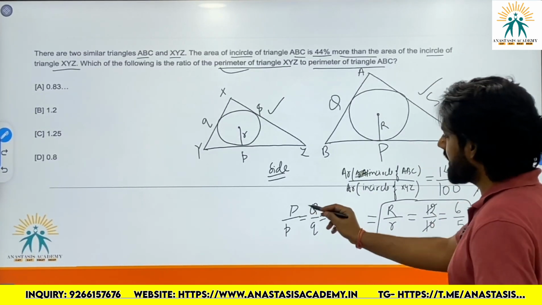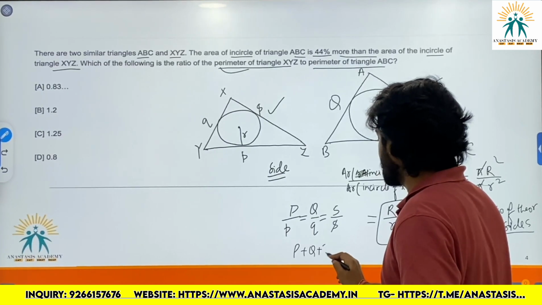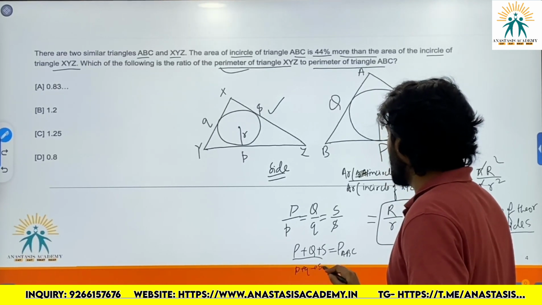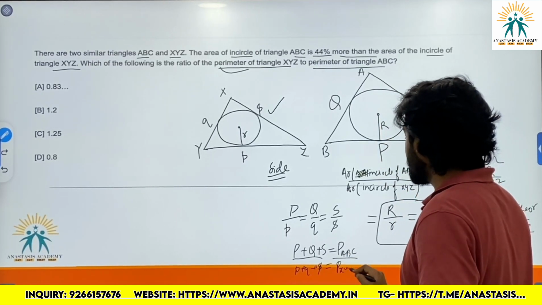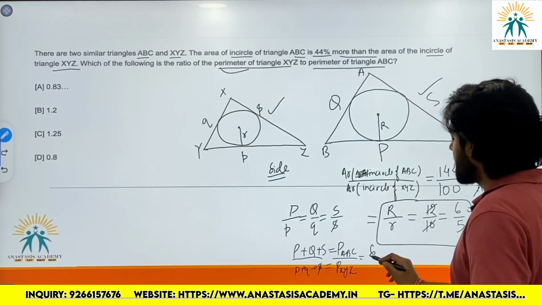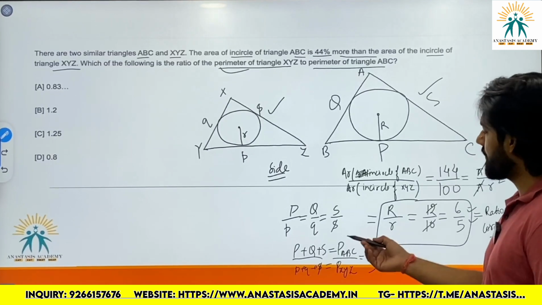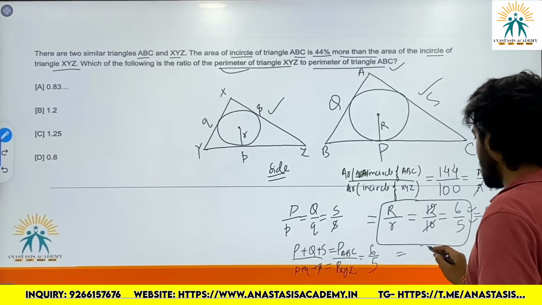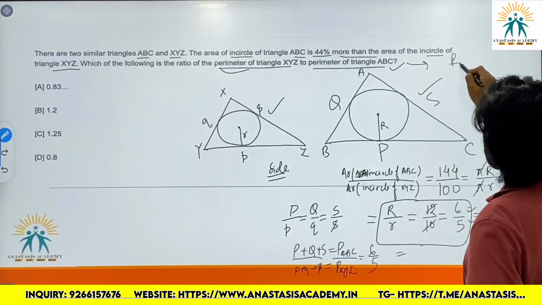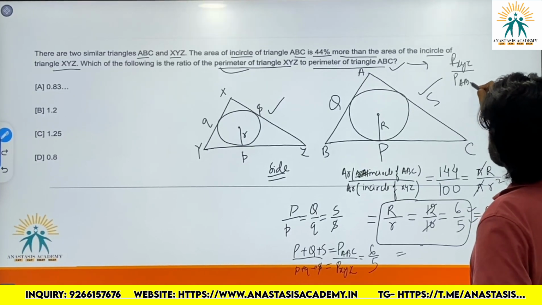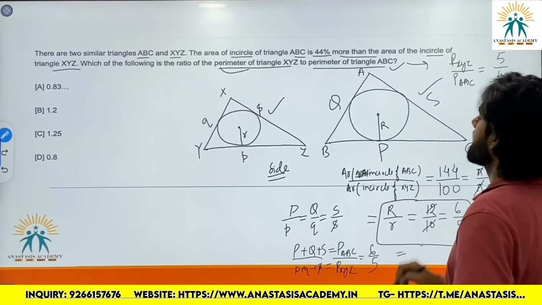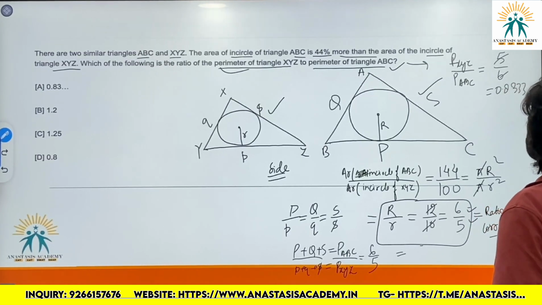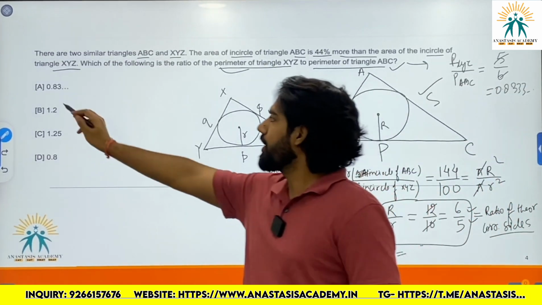Also, using the law of equal ratios, I can say P plus Q plus S, which is the perimeter of triangle ABC, upon small p plus small q plus small s, the perimeter of XYZ, would be the same 6 by 5. So the ratio of perimeter of triangle XYZ to the perimeter of triangle ABC, which is what is asked, would be 5 by 6, which is 0.83333 and so on. So the correct answer to this question is option A.